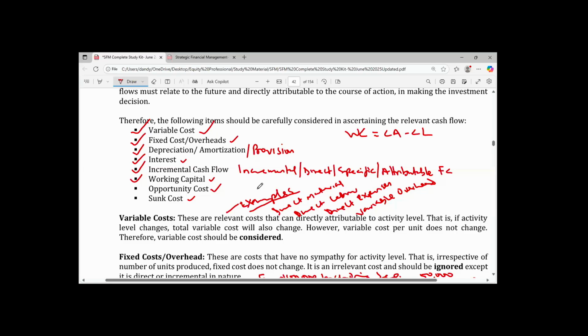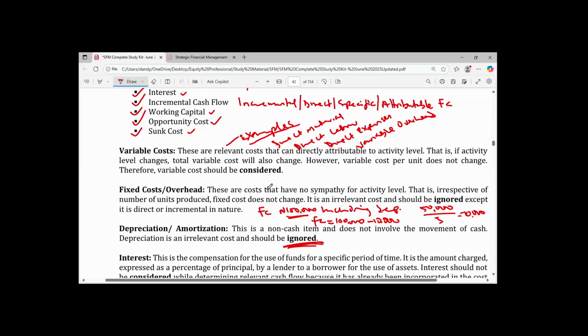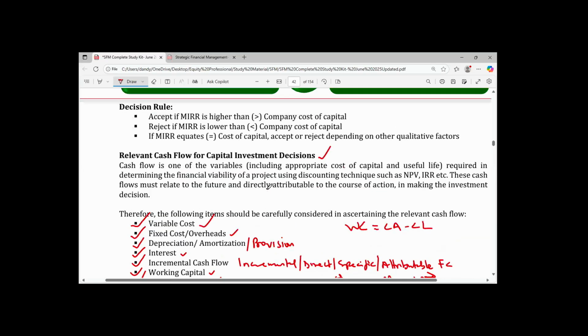Also, we talk about opportunity cost. We said opportunity cost is relevant because they are benefits forgone as a result of taking a particular course of action. So when you see opportunity cost in a question, you have to include it. And also, we talk about sunk cost. We said sunk costs are past costs. They are historical costs. They are costs that have already been incurred. So when you see sunk cost in a question, you have to ignore it, because they are not relevant.